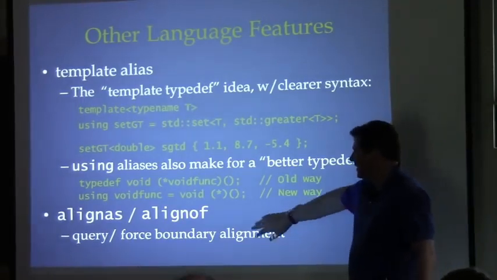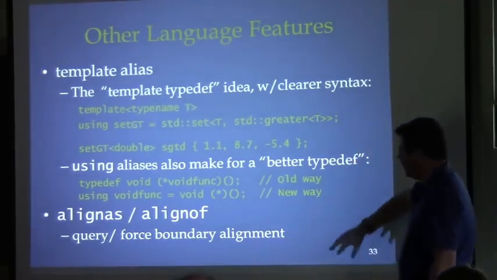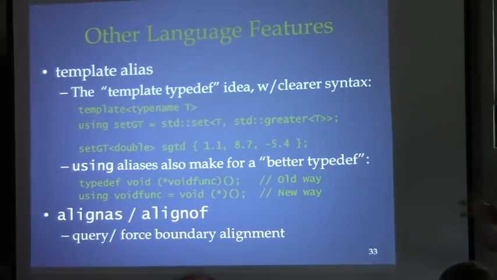And finally, there's alignas and alignof, forcing and querying boundary alignment, if you want to line your data up on specific boundaries.